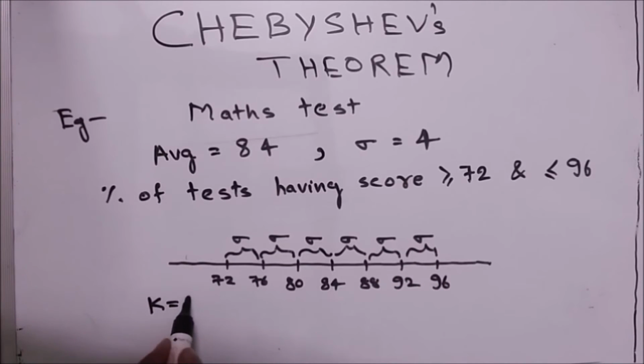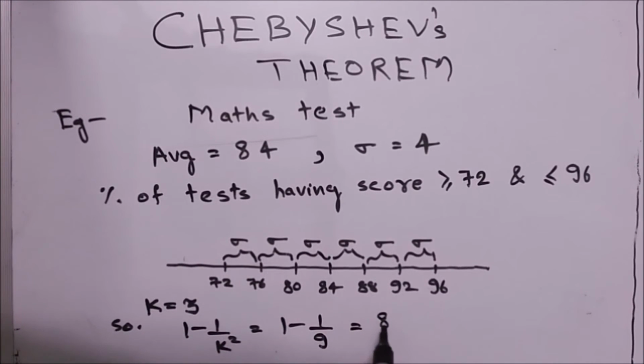So for k equal to 3, plugging into the Chebyshev theorem, we get 1 minus 1 upon k square gives us 1 minus 1 by 9, which gives us almost 90% of the test scores lie between 3 standard deviations of the average.